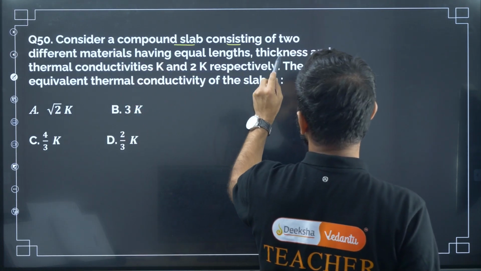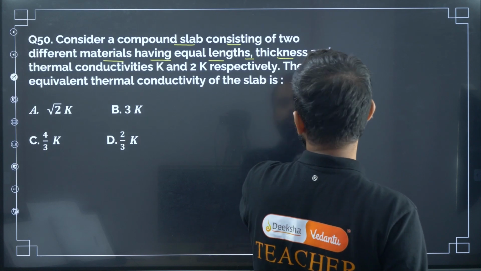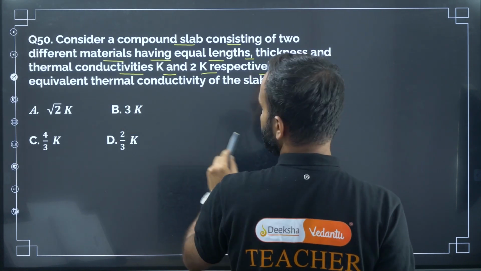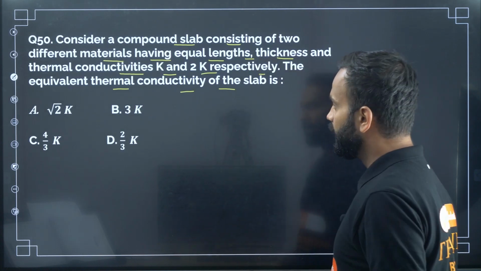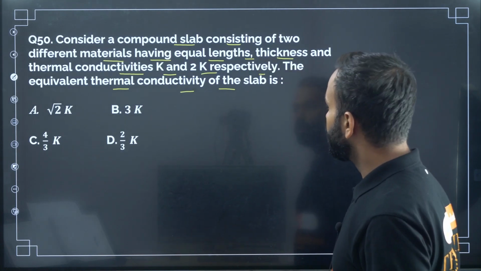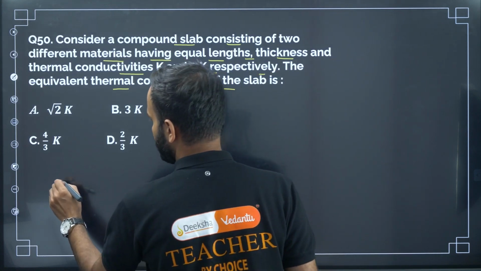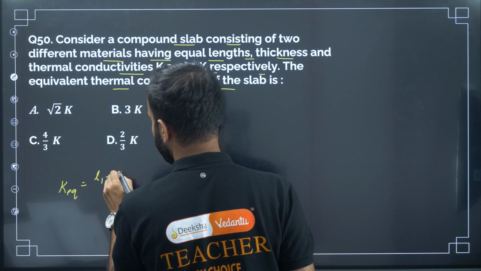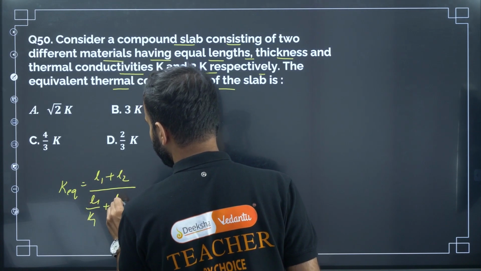Next one, question number 50. Consider a compound slab consisting of 2 different materials having equal lengths, thickness and thermal conductivities K, 2K respectively. The equivalent thermal conductivity of the slab is. Okay, so here the equivalent thermal conductivity of the compound slab, right? So K equivalent is equal to L1 plus L2 divided by L1 divided by K1 plus L2 divided by K2.